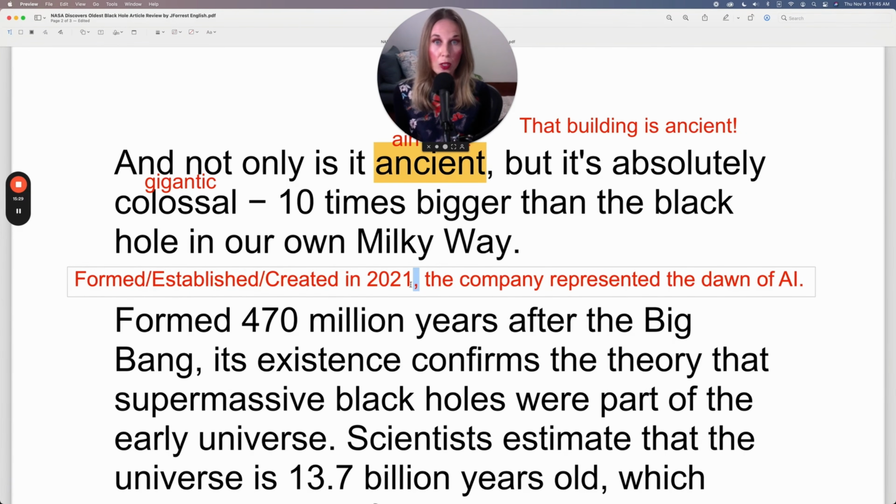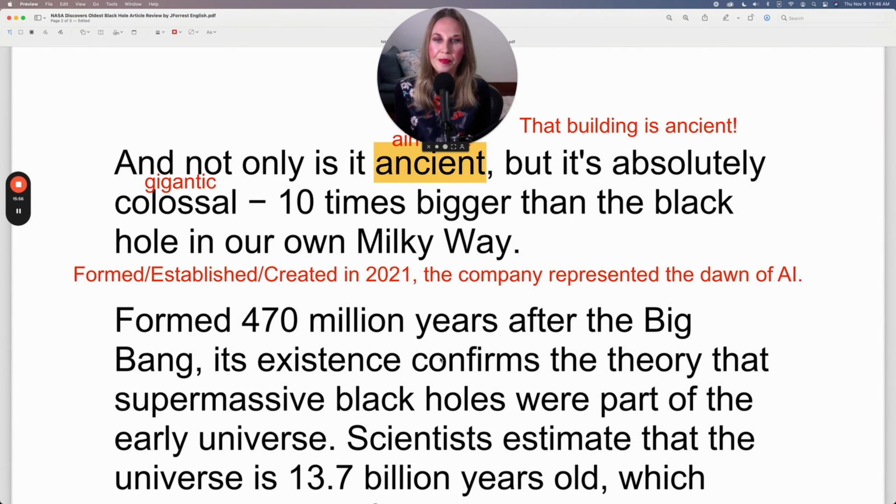And then I can use a comma, and then I have my completed sentence. Formed in 2021, the company represented the dawn of AI. Now, other ways of saying formed, you could say established, created, started. Those are different ways, but notice they use the ed form. So this is a very common sentence structure. It's a little more advanced, and if you use it, it will make your writing look more advanced as well.